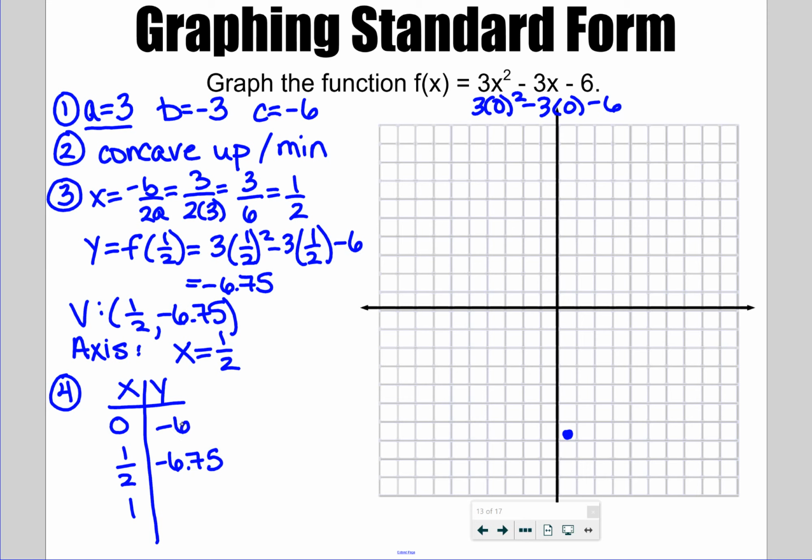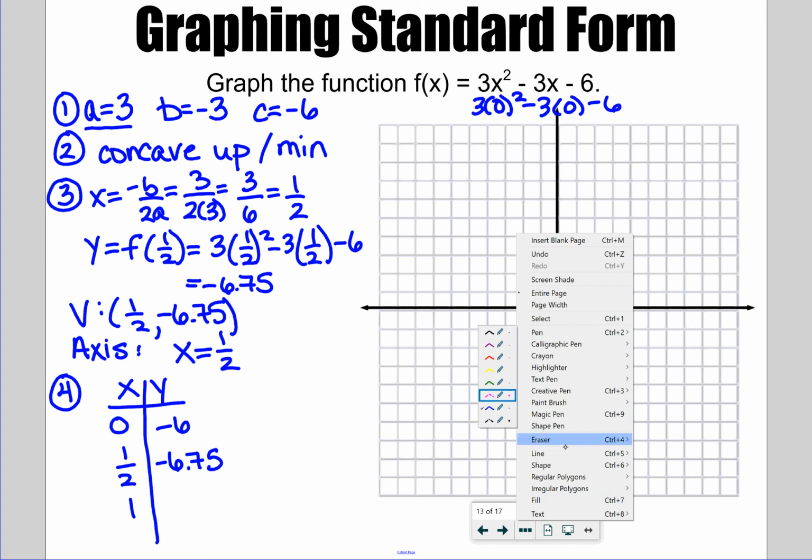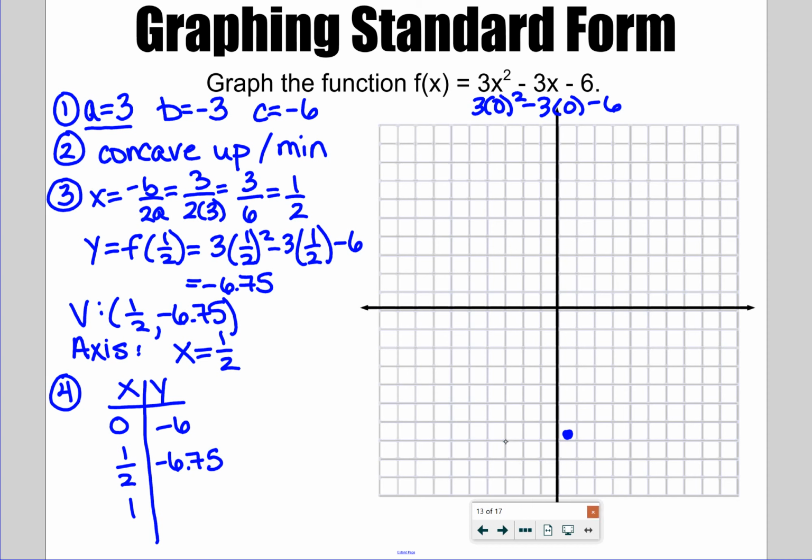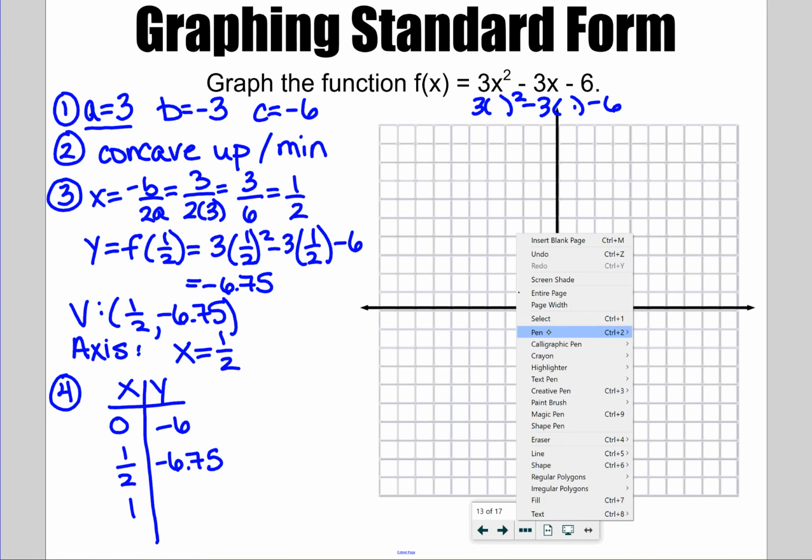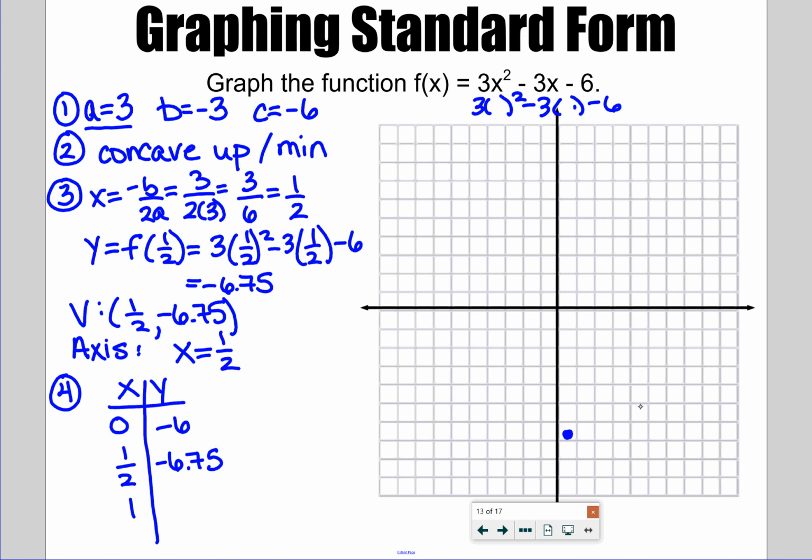you will get -6. If you plug 1 into the equation, let me erase what I had there a second ago. And again, you can use your calculator at any point in time if you are stuck here. 3 times 1 squared minus 3 times 1 minus 6 will also give me -6. So I've already got this point graphed. Let's graph the other two.